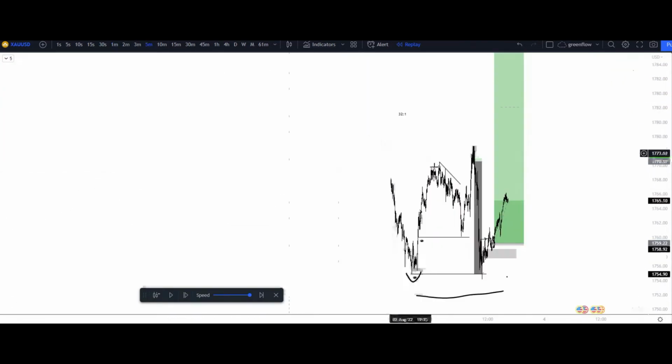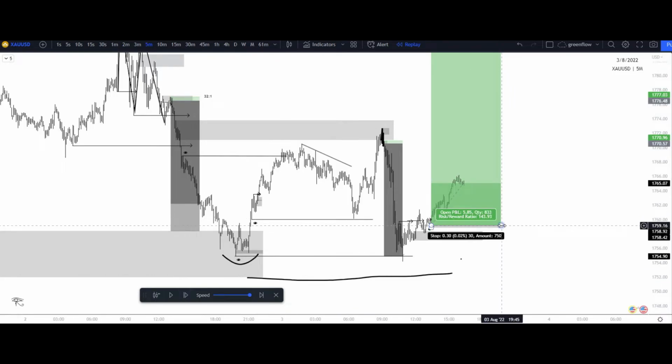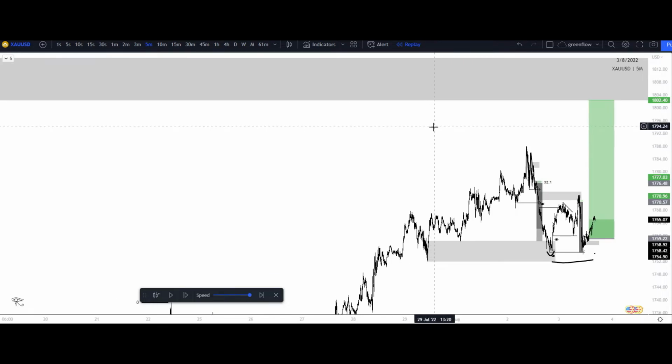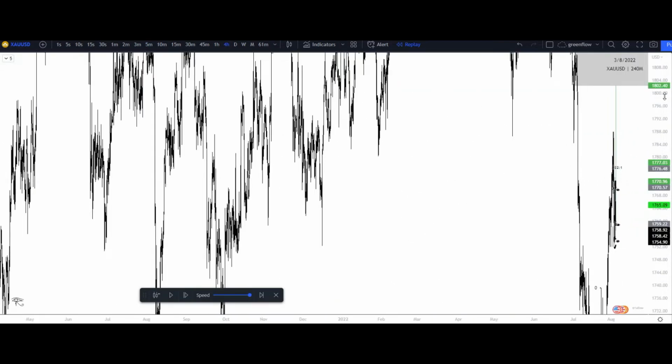So if I go ahead and play this out on the 5-minute, understand what price did, why we are looking for these areas higher, that overall break of structure to the downside. Let's go back to the 4-hour.